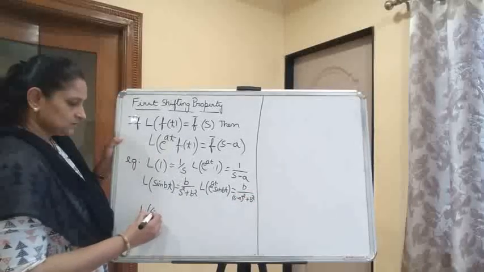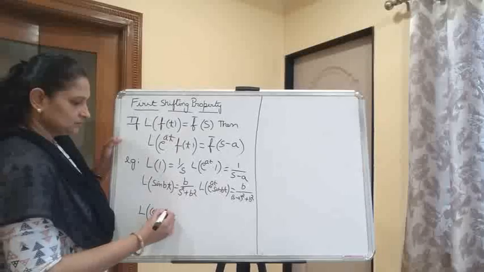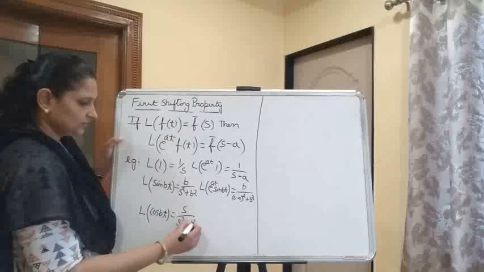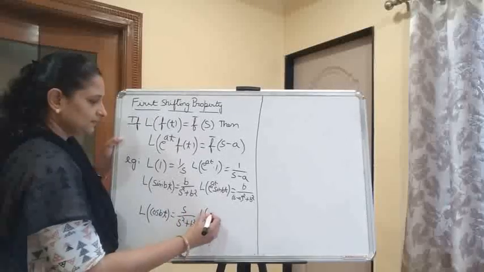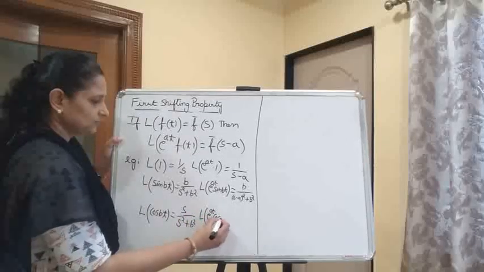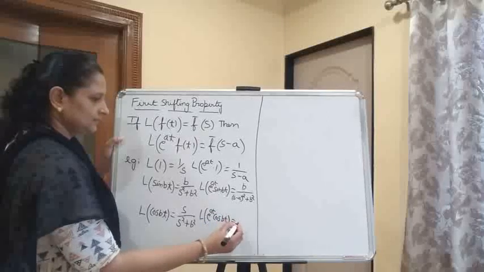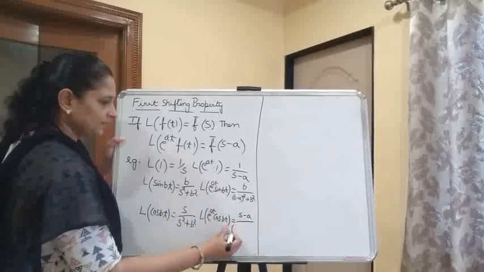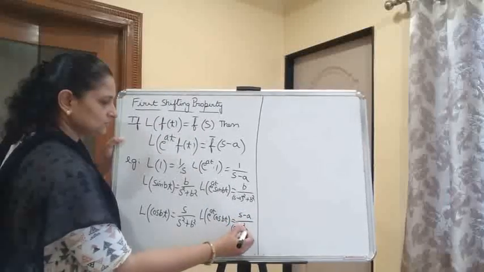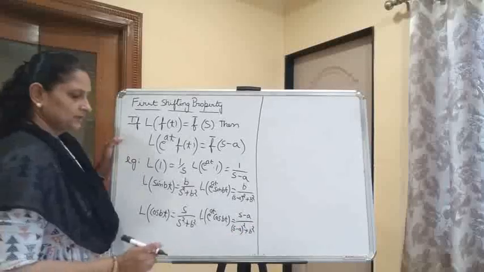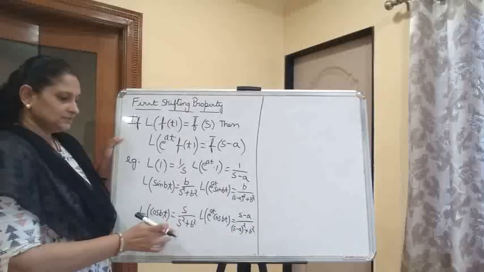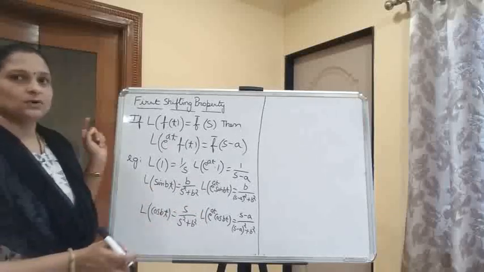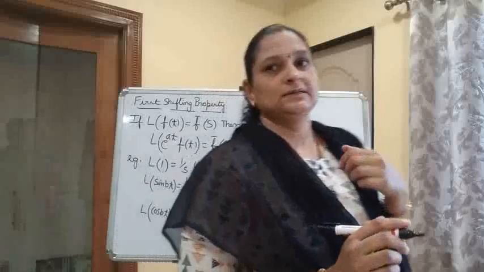Similarly, the Laplace transform of cos b into t is s by s square plus b square. If this is multiplied by e power a into t, then its Laplace transform is s minus a by s minus a whole square plus b square. So wherever there is s, you need to replace it by s minus a. That is what the first shifting property says.